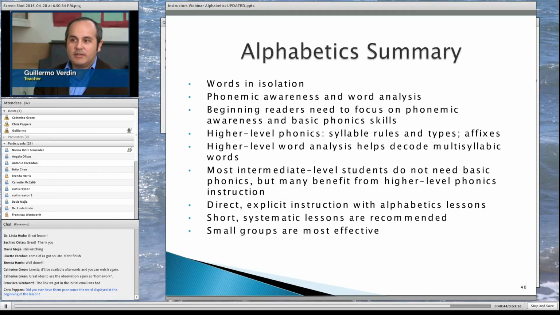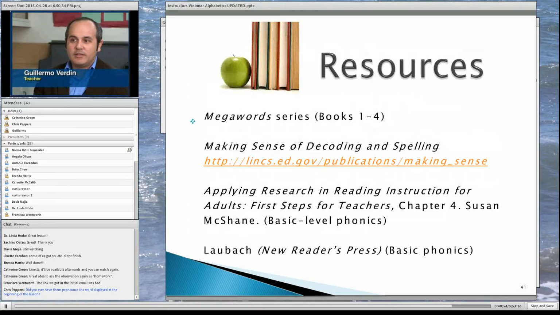We recommend direct explicit instruction with alphabetics lessons, and make them short. Systematic is recommended, and small groups are most effective. Now, on the screen, you see some resources. The Mega Word series is a great resource to teach the syllable types and word parts. Book 1 actually deals with the syllable types. Book 2 gets into prefixes and suffixes.